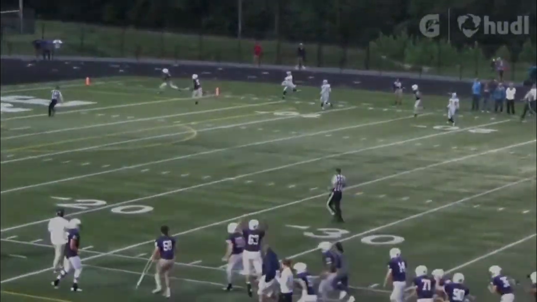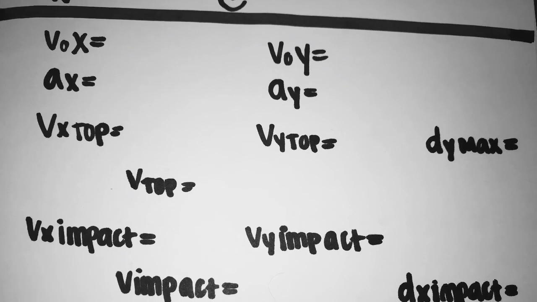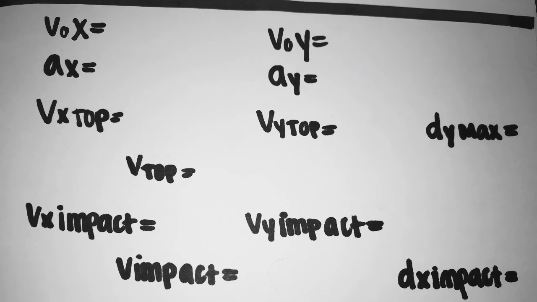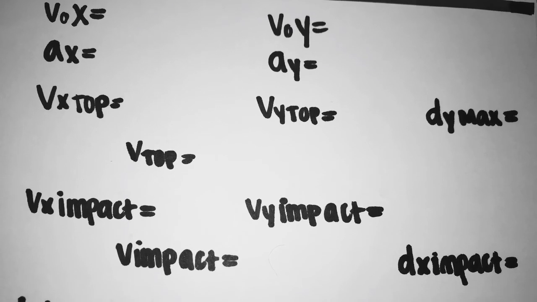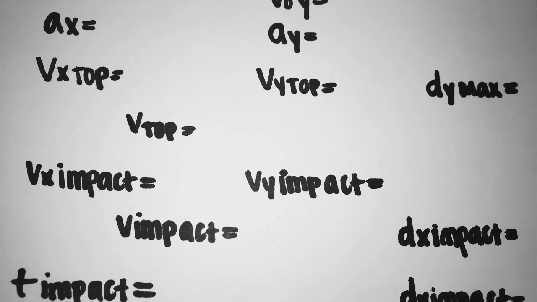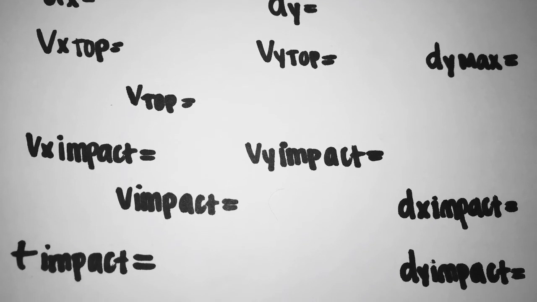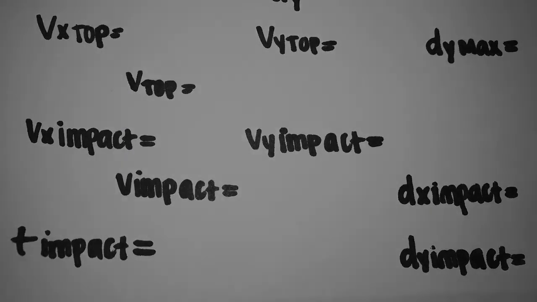Projectile motion is seen after the quarterback throws the ball and while the ball is in the air before it is caught. The objectives of this project are to find the different components of a projectile, such as the original velocity, initial velocity in the horizontal and vertical directions, acceleration in the horizontal and vertical directions, the velocities at the max height and top of the football's motion, the max height the football reaches, the velocities upon impact, and the displacement of the football.